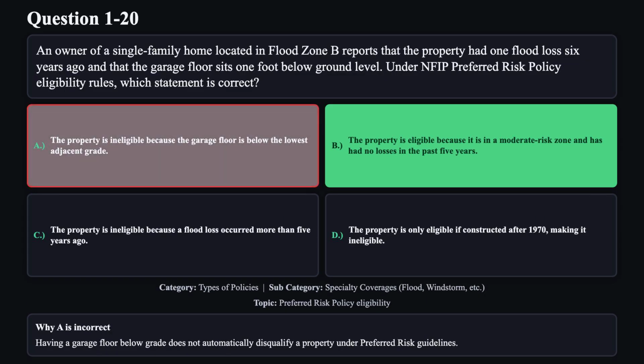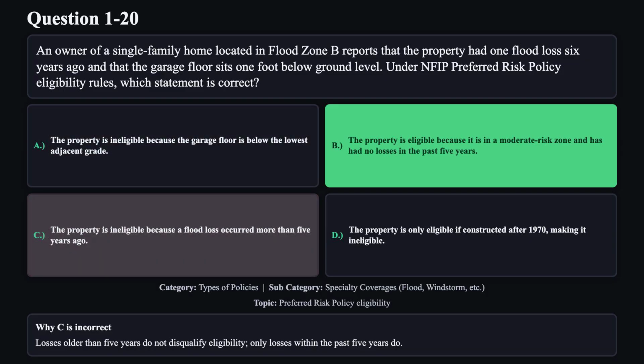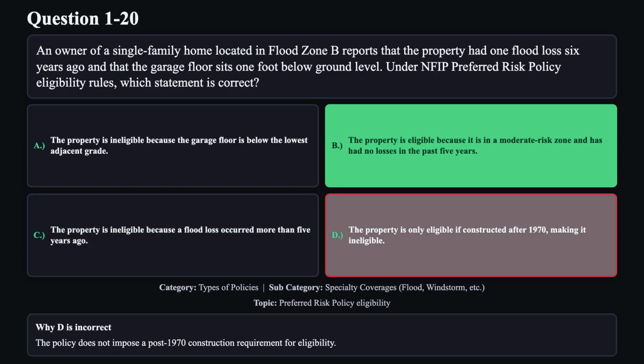Reason A is not correct. Having a garage floor below grade does not automatically disqualify a property under preferred risk guidelines. Reason C is not correct. Losses older than 5 years do not disqualify eligibility. Only losses within the past 5 years do. Reason D is not correct. The policy does not impose a post-1970 construction requirement for eligibility.